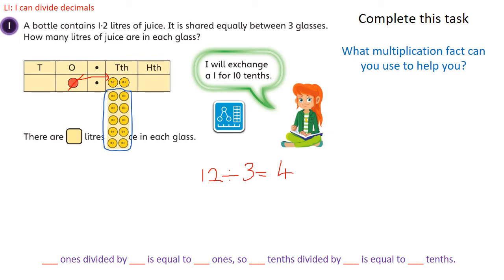I wonder if I can use my stem sentence here. So let's have a look. So we've got 12 ones divided by 3 is equal to 4 ones. So 12 tenths divided by 3 is going to be equal to 4 tenths. So I know how to write 4 tenths. We do it 0.4. So we want 0.4 of a litre.